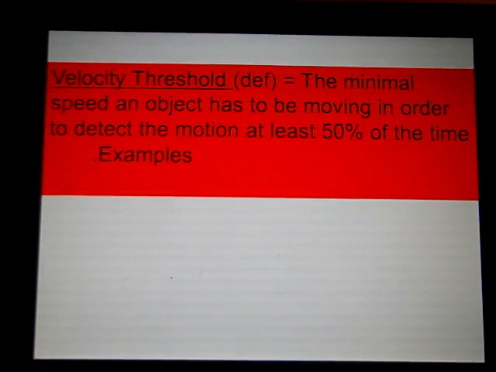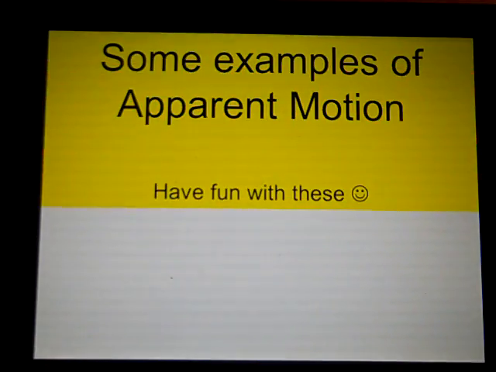Now, like I said earlier, the last of the three thresholds that I want to talk to you about is velocity threshold. We're talking about speed. The minimal speed an object has to be moving in order to detect this motion at least 50% of the time. Now, we can't watch grass grow, literally. It just moves too slowly to see. But if you have a clock with a minute hand, if you watch that minute hand, you'll see it move ever so slightly, every so often. That is, for most of us, our velocity threshold. The slowest or minimal speed something has to be moving in order to detect the motion at least 50% of the time.